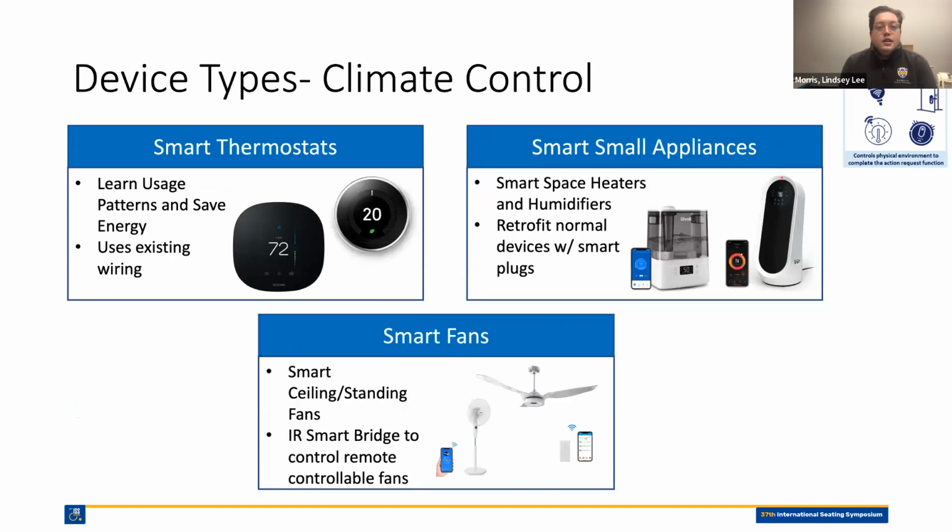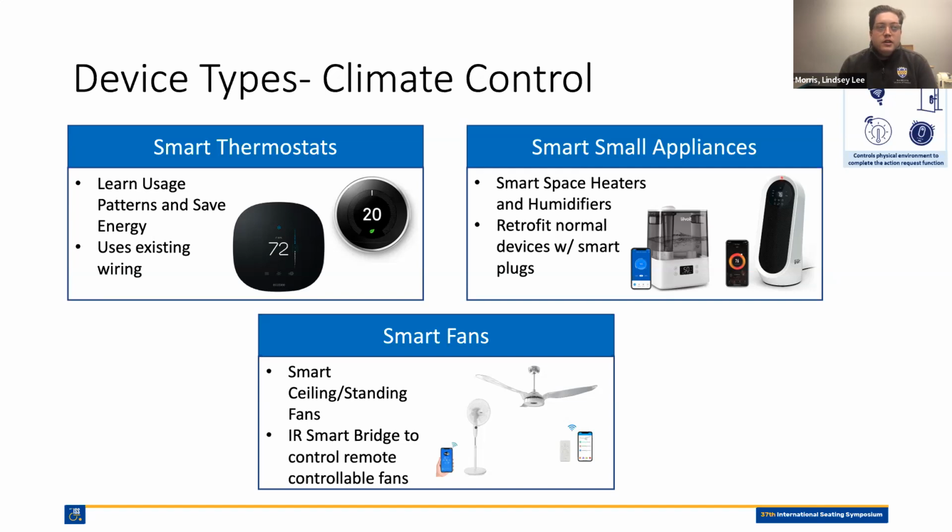Next up is the climate control devices. So obviously smart thermostats. These are able to learn your patterns and adjust your temperatures accordingly to help you save energy and save money as well. They use the existing wiring of your current thermostat. So you need to check and make sure that it's compatible before you would go purchasing it.